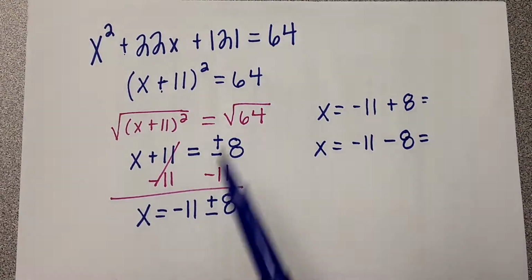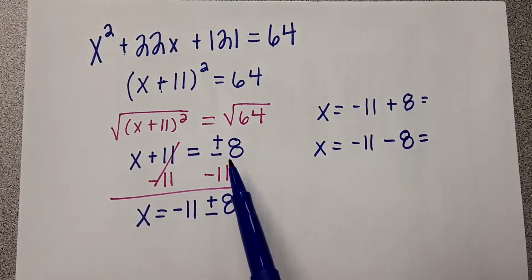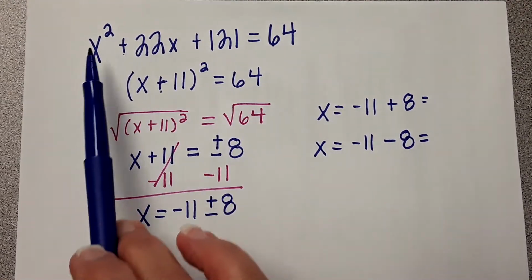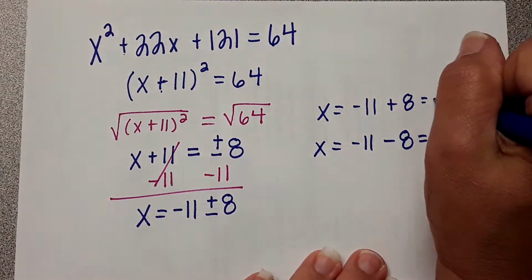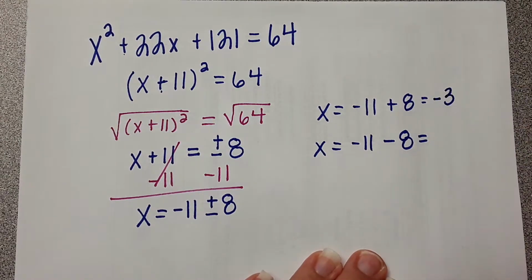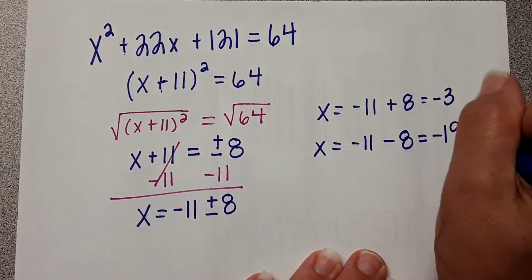I always take the number that I'm moving from the left-hand side to the right-hand side and put it in front of that plus or minus sign. You will always have two roots because your equation is squared. And negative 11 plus 8 is negative 3. Negative 11 minus 8 is negative 19.